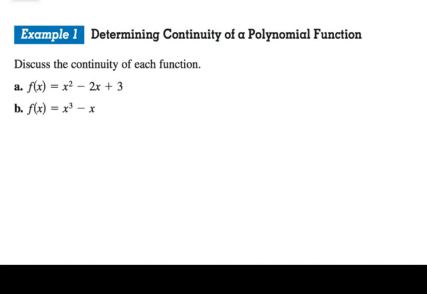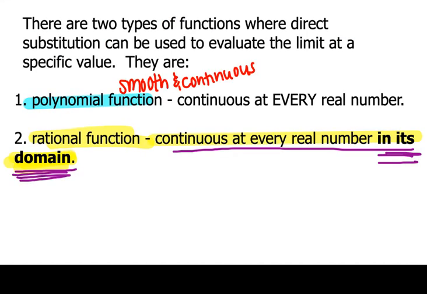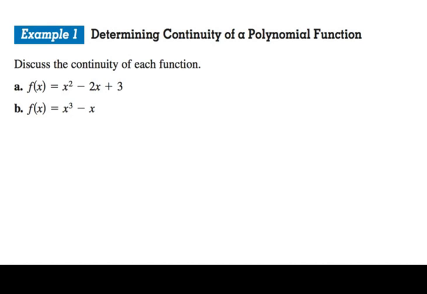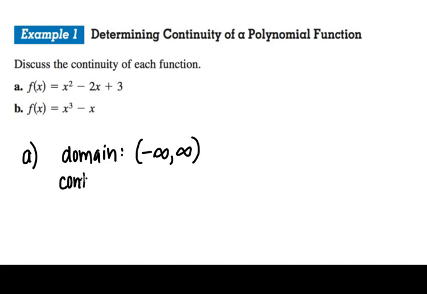Okay, so let's determine continuity of a polynomial function. Well, we just said what the continuity is. A polynomial function is continuous at every real number. So what I'm going to do on each one of these is I'm going to list the domain. This way I'm consistent. List the domain. The domain is negative infinity to positive infinity, and it is continuous from negative infinity to positive infinity.